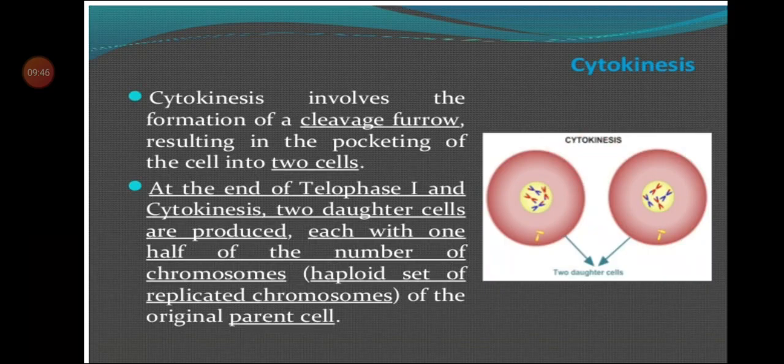At the end of telophase 1 and cytokinesis, two daughter cells are produced, each with half the number of chromosomes, a haploid set of replicated chromosomes, of the original parent cell. You can see from the parent cell, half of the chromosomes are in one daughter cell and half are in the other daughter cell. So the chromosomes are divided into two equal parts, half each.